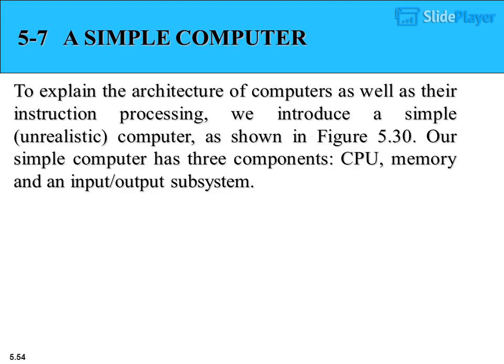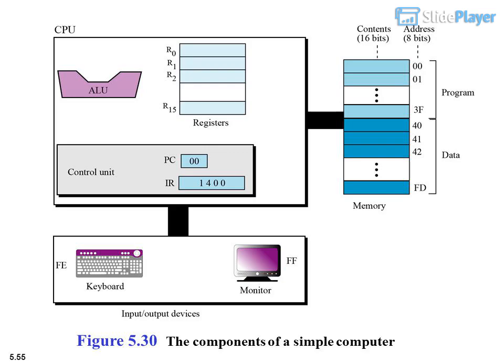5.7 Simple computer. To explain the architecture of computers as well as their instruction processing, we introduce a simple, unrealistic computer, as shown in figure 5.30. Our simple computer has three components: CPU, memory and an input/output subsystem. Figure 5.30. The components of a simple computer.